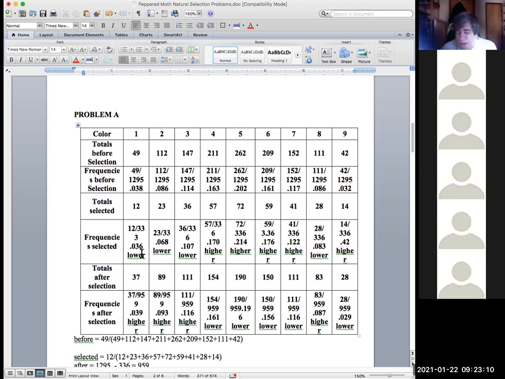Why? Because think about what this number represents. This is the moths who got eaten by birds. So if this is lower, these moths were better camouflaged. If this number is higher, that means more of these moths got eaten than we might expect. So they're less likely to survive. Notice that the higher and lower is reversed when we get down here, because here we're looking at who got eaten when we look at frequency selected. When we look at after selection, we're looking at who didn't get eaten. So if one of these is higher, the other is going to be lower.